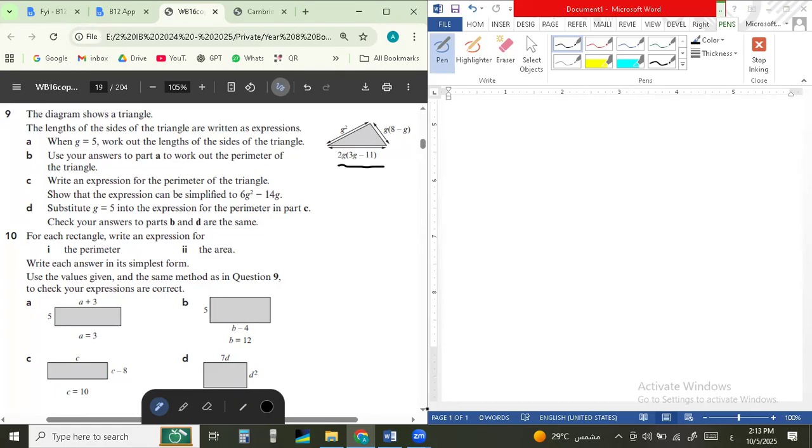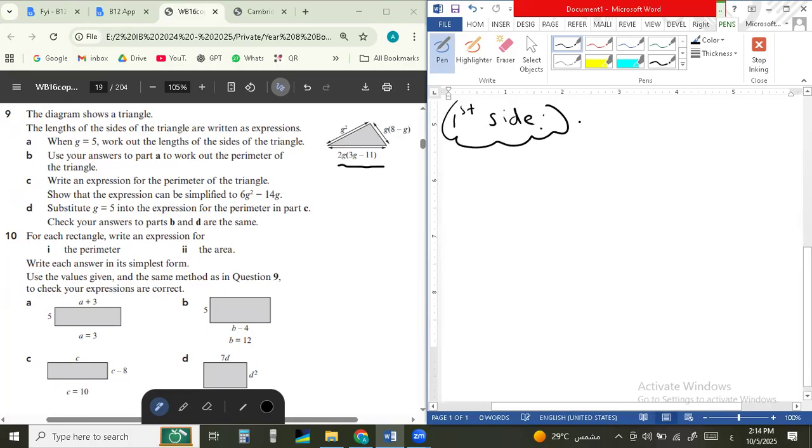All right, when G is 5, the first side, let's say here, first side. Oh, mister, which is the first side? Any of them, you choose, it's fine. First side, they're saying to you G squared. But when G is what? Is 5. They said, so 5 squared is 25. That's the first side.